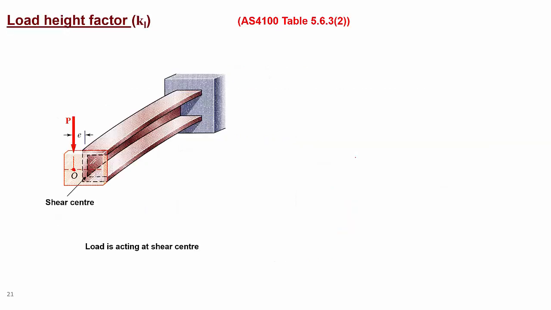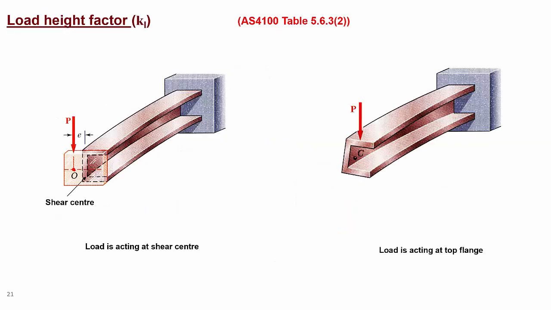But if the load is not acting through the shear center, like in this case where the load is just acting on the top flange, then your beam can twist as well as bend. As you can see here, the load is not acting through the shear center. Then you can see the twisting of the cross section apart from bending as well.